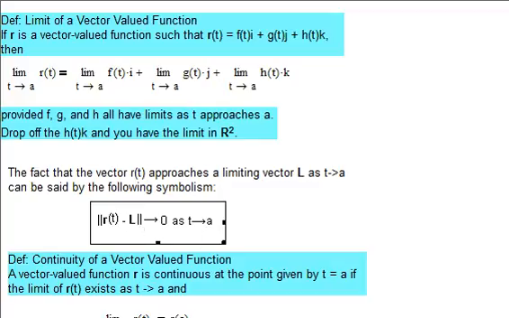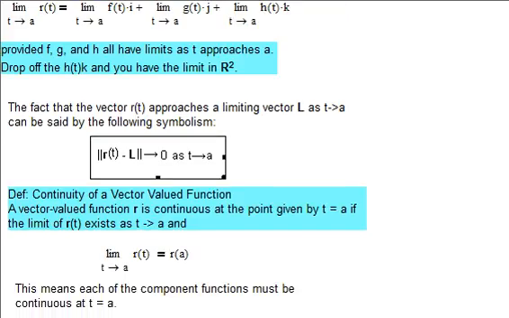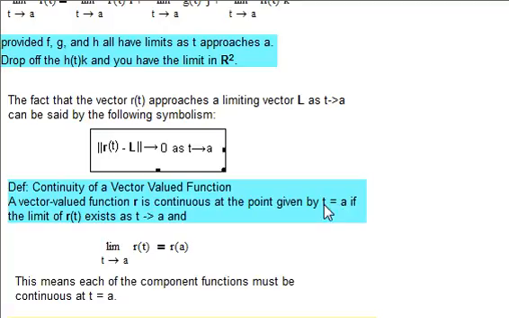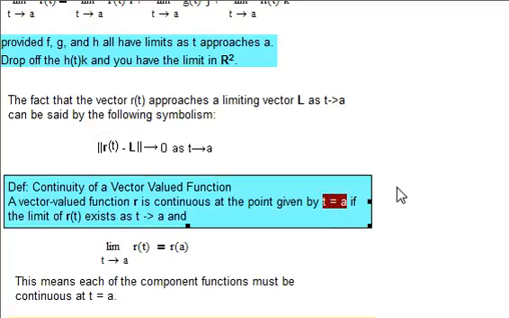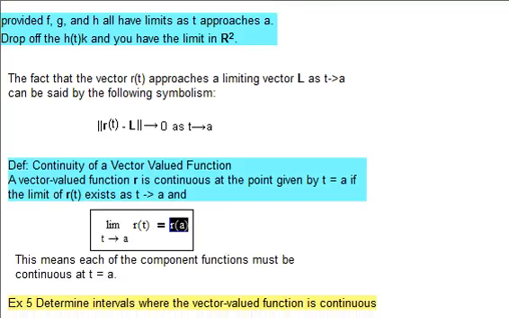And so what does it mean if a vector-valued function is continuous? A vector-valued function is continuous at a point given by t equals a if that limit vector exists as t approaches a, and that limit vector is r of a. Because that limit could exist but might not be the vector-valued function evaluated at a, but if it is, then we would definitely say that's a continuous vector-valued function. That means each of the component functions must be continuous at t equals a.